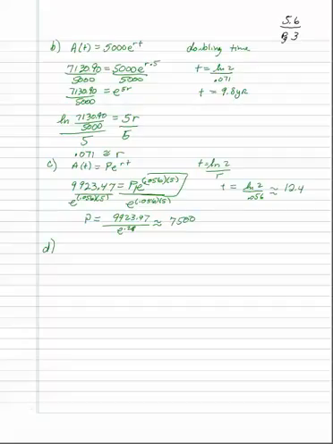Alright, and then the last one, letter D. We're given doubling time 11 years, so let's start with that. T equals ln 2 divided by r. So 11 equals ln of 2 over r. We're going to cross multiply, or multiply both sides by r, and then divide by 11. So r equals 0.063. So that's 6.3%.